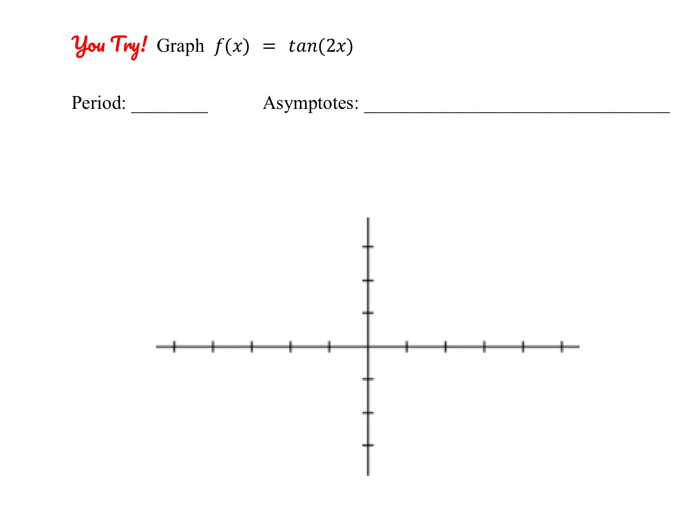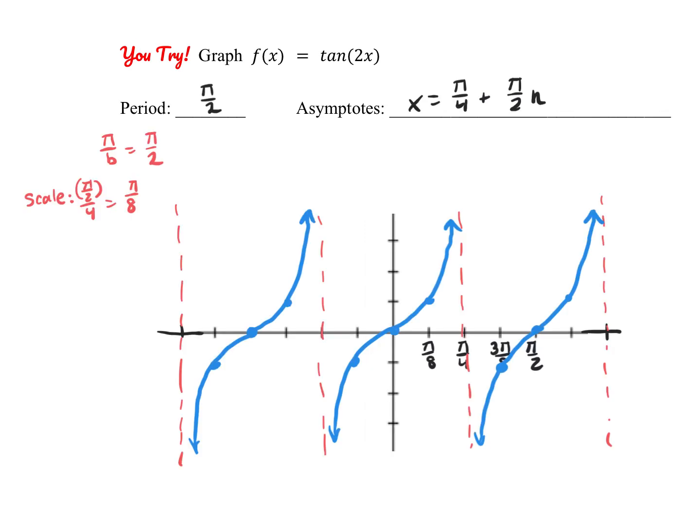All right, one more for you to try on your own, so please pause the video again. All right, let's take a look. So here we have a b value of 2. So for our period, we take pi, we divide it by b, so it's pi over 2. Because this is a horizontal shrink by a factor of 1/2, our period has been cut in half.